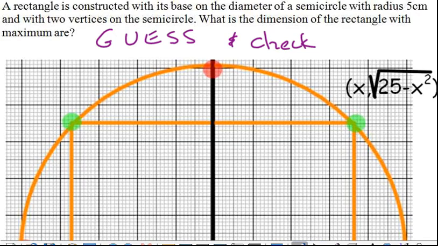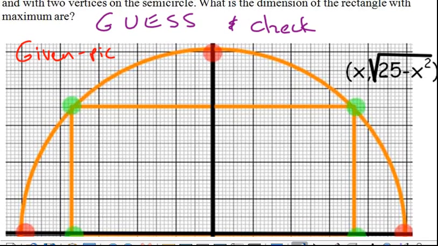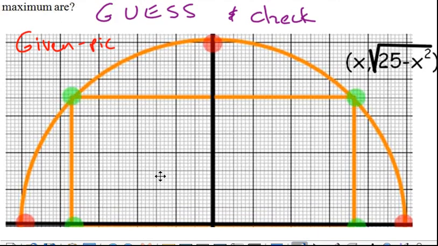What are they telling us? What is the given information? And in order to list the given, a great idea is to draw a picture. So we have a nice picture here of this semicircle and of the base of this rectangle on that diameter of the semicircle. And then the U stands for what is the unknown.